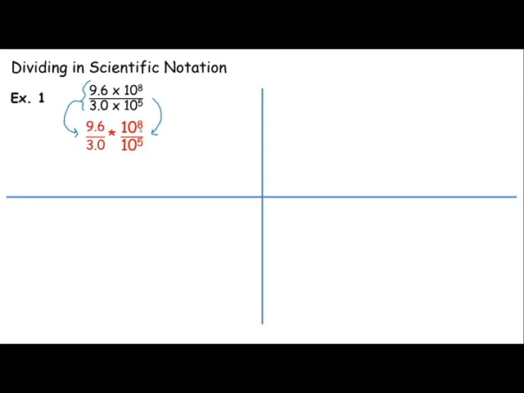And once it's in this form, it's much, much easier to solve. 9.6 divided by 3, I can do that with mental math. 9 divided by 3 is 3, 6 divided by 3 is 2. So this is going to be 3.2.